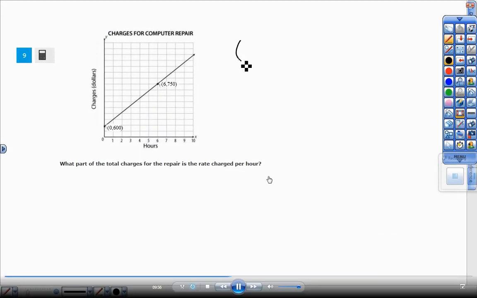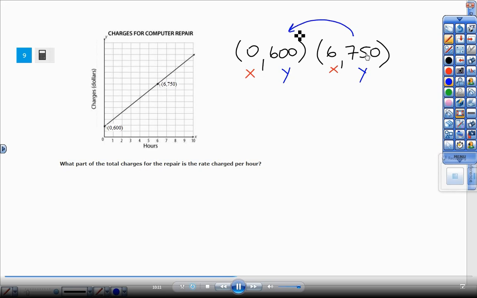All right, number 9. Again, this one has two coordinates you're trying to find the slope for, so 0, 600, 6, 750. For Math 1, this test problem will not be on your benchmark, so it's up to you if you want to write this work. But that will be 750 minus 600 divided by 6 minus 0, or the change in y divided by the change in x.